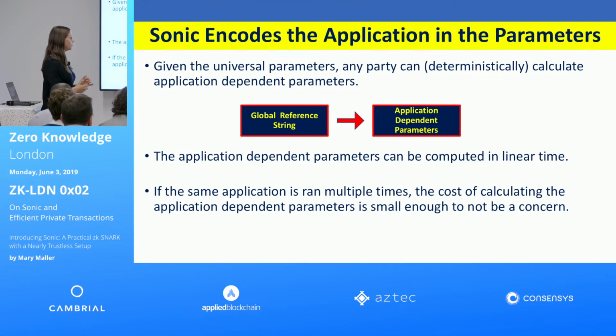So when we're trying to have an application-specific scheme, we are going to need some information about this application in the parameters. But this is something that we choose to derive from our reference string. And the deriving process is something that can be done by anyone. You don't need any secrets, it's just a deterministic algorithm that takes an input and produces an output. It's fairly fast to run, again linear time, and the application-dependent parameters are very small.